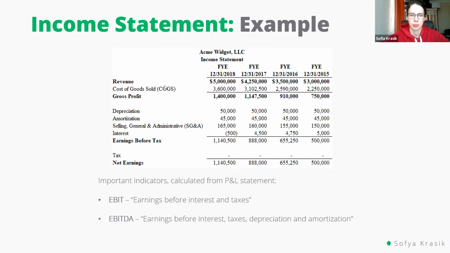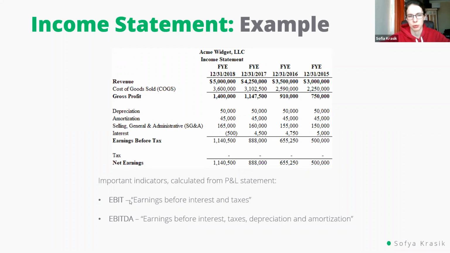So those are EBIT and EBITDA. That's exactly how they are pronounced. EBIT stands for earnings before interest and taxes. So if you would like to calculate this measure, you would have to take your net earnings and add back taxes and add back interest that you paid. And EBITDA is earnings before interest, taxes, depreciation, and amortization. So you would have to add back to earnings taxes, interest, and amortization and depreciation.